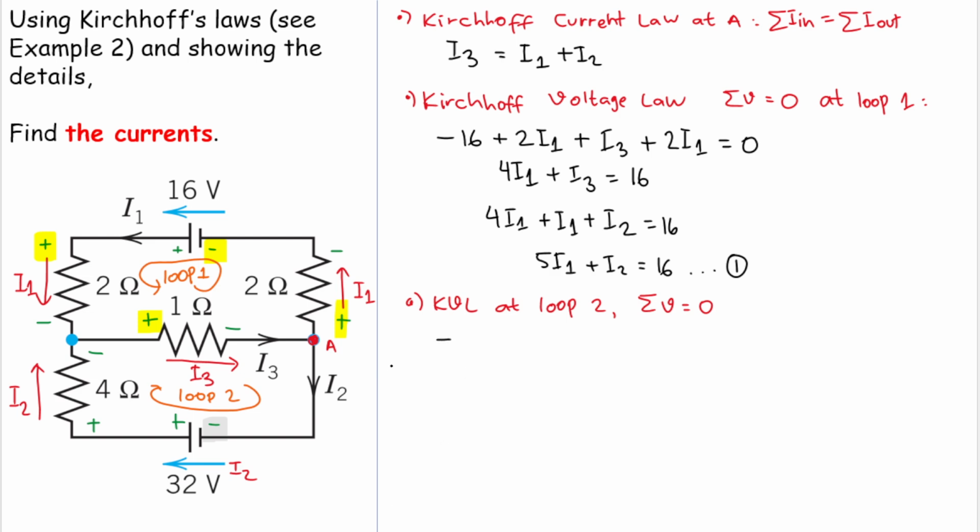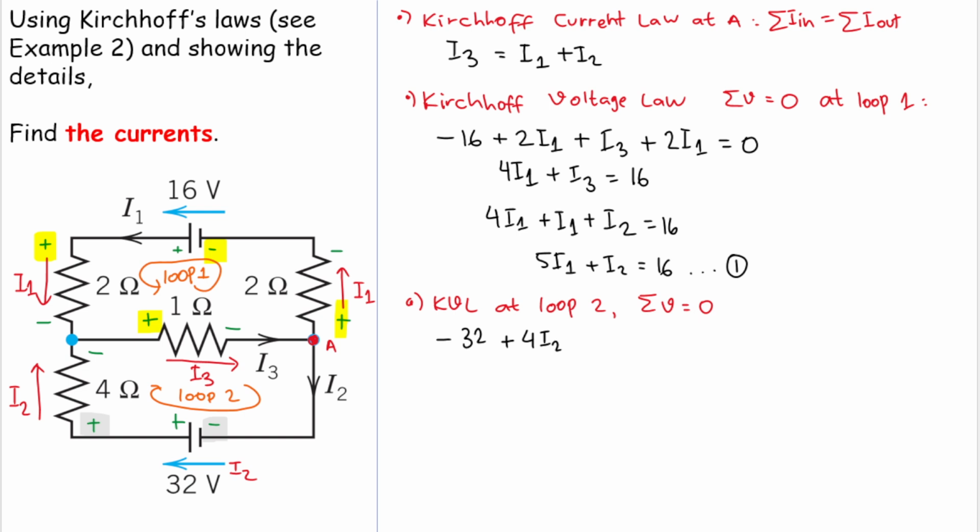And here the voltage is 32. So I have negative 32. And then we will have a positive sign here, so we'll have plus 4 multiplied by I2. 4 is the resistance, I2 is the current. Multiplying them will give the voltage.